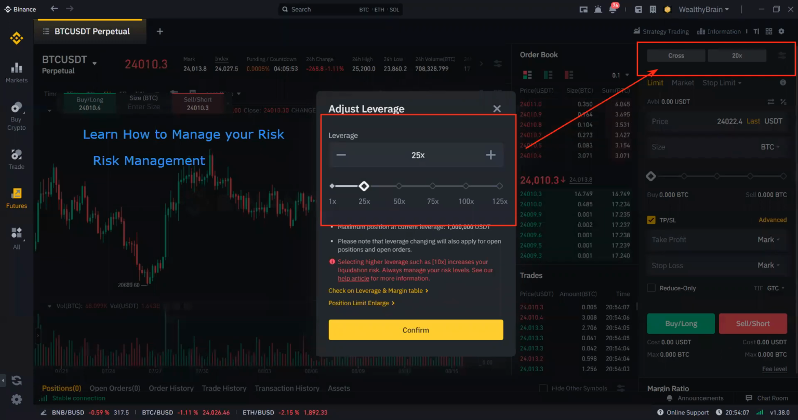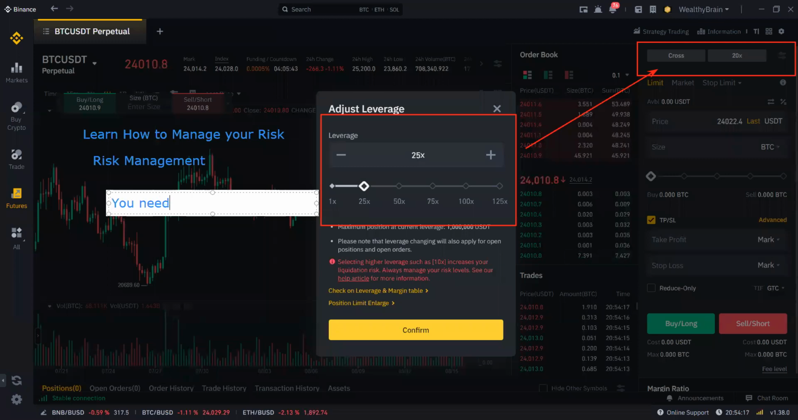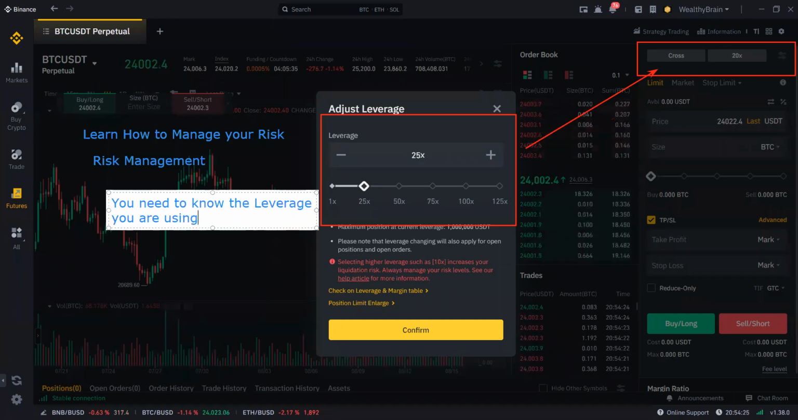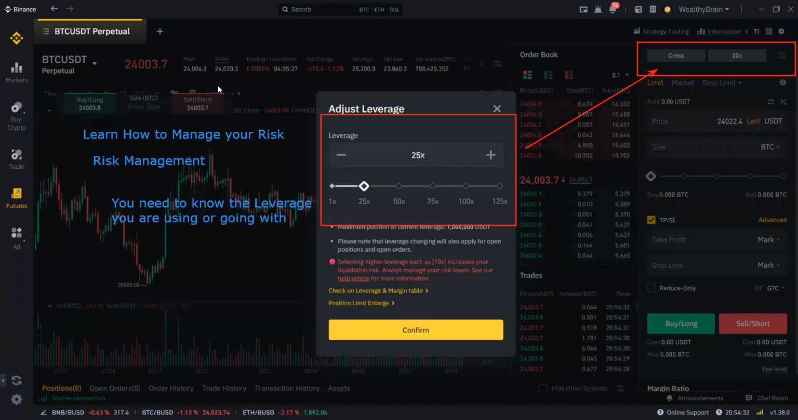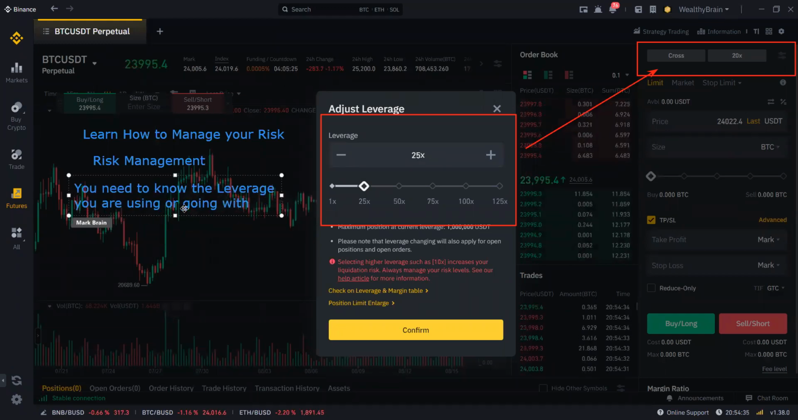So for you to trade on futures, you need to know the leverage you are going with. Not just because you want to make huge profit, you just increase the leverage. If you increase the leverage, there is every possibility for you to lose, if not half of your money, all of your money. I know someone who started trading on futures, and the young man just wanted to make huge profit, so he started with $1,000, and then he increased the leverage to 50x.